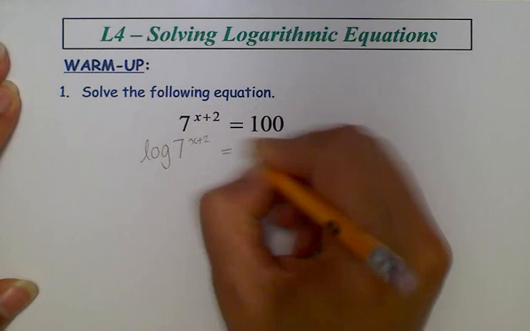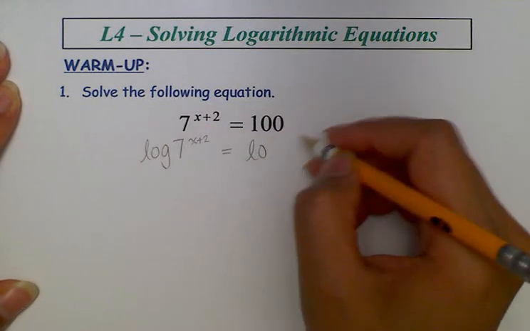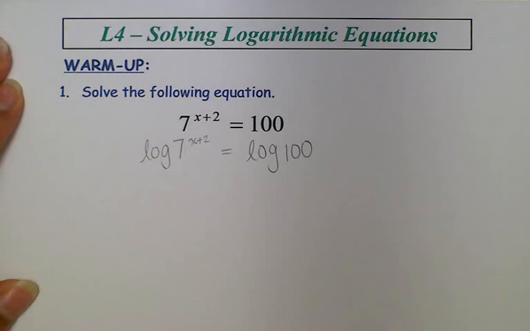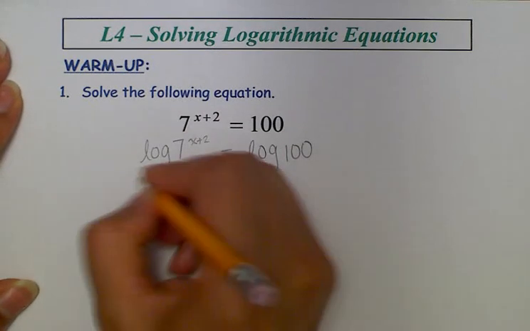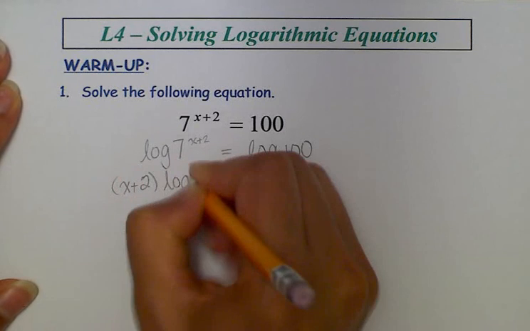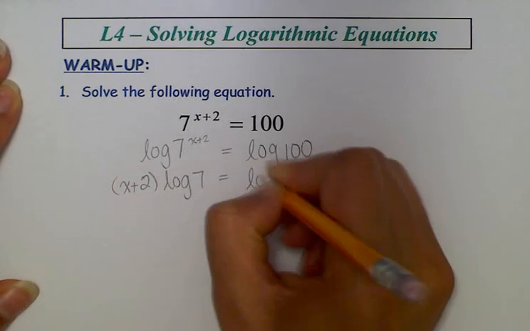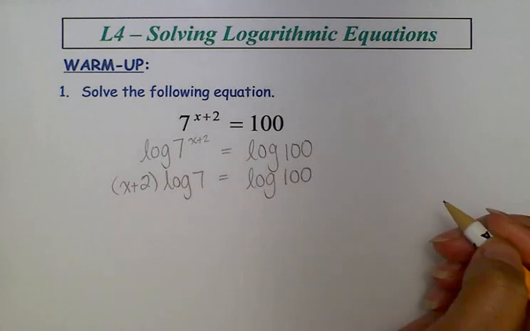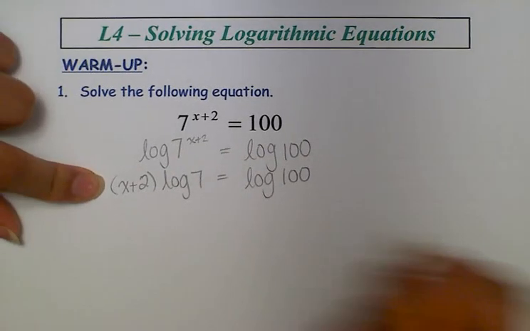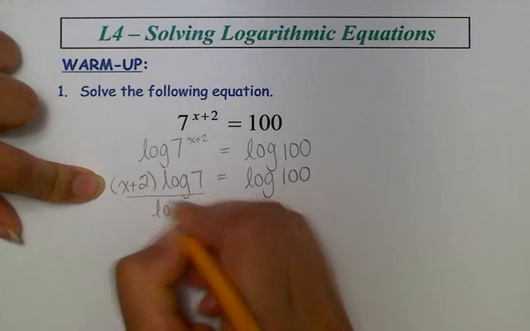And I get the log of 7 to the exponent x plus 2 equals a log of 100. And I'm going to apply the power law here to get x plus 2 times the log of 7 equals the log of 100. And now to isolate x plus 2, my goal is to try to get the x by itself. I'm going to divide both sides by log of 7 so I can eliminate that from the left-hand side.